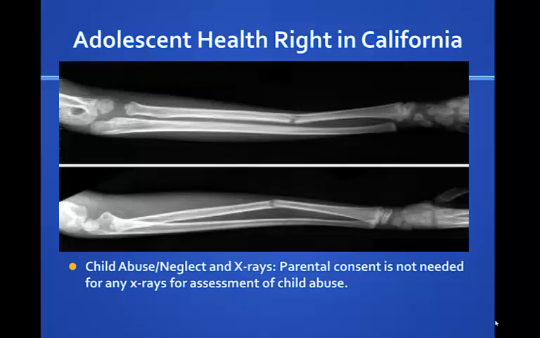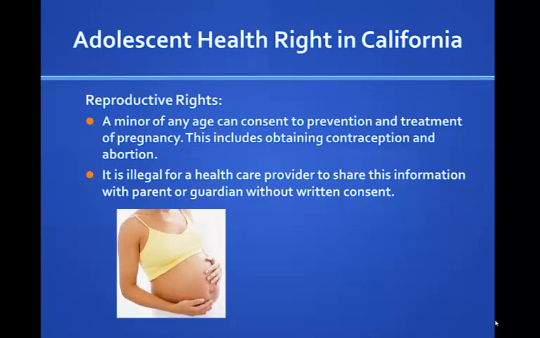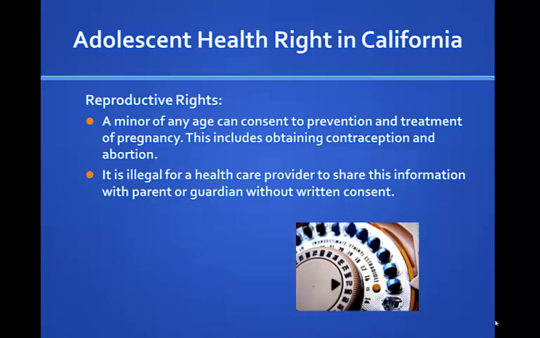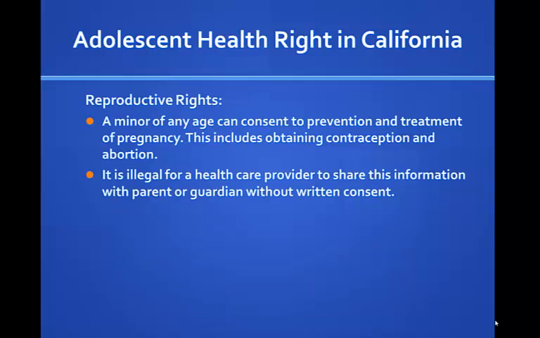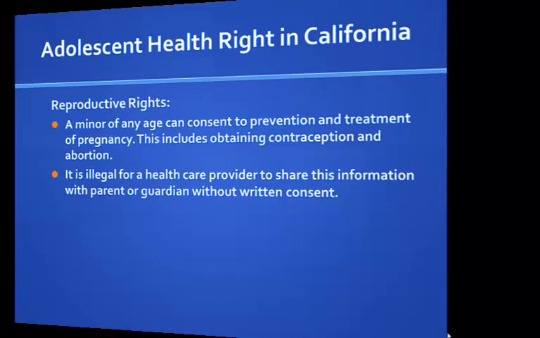In the cases of child abuse or neglect and obtaining x-rays, parental consent is not needed for any x-rays that are going to be used for the sole assessment of child abuse. Reproductive rights. A minor of any age can consent to prevention and treatment of pregnancy. This includes obtaining contraception and an abortion. It is illegal for a healthcare provider to share this information either verbally or written with the parent or guardian without the patient's express written consent.